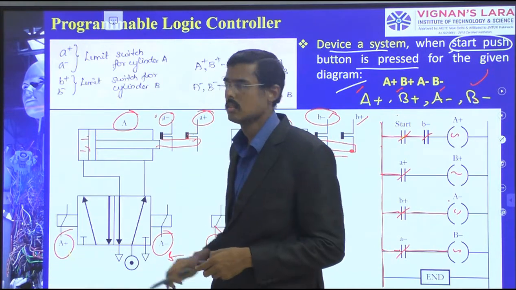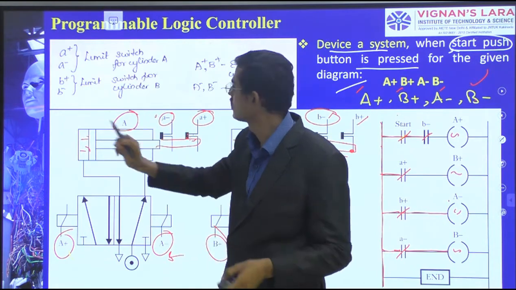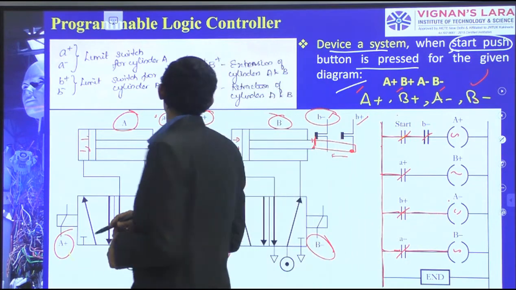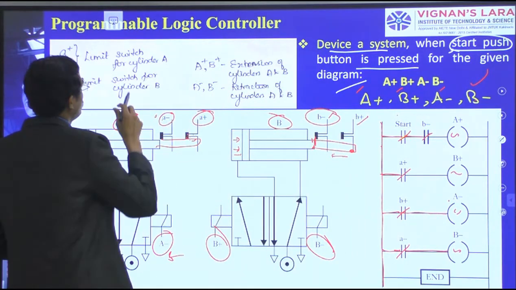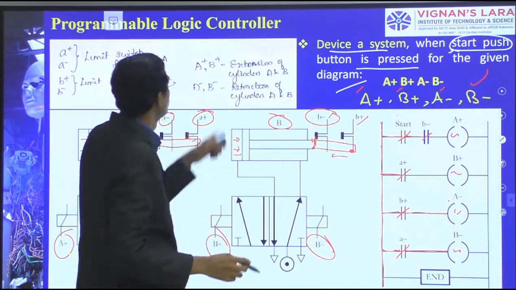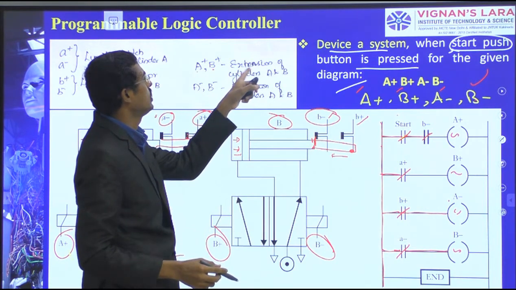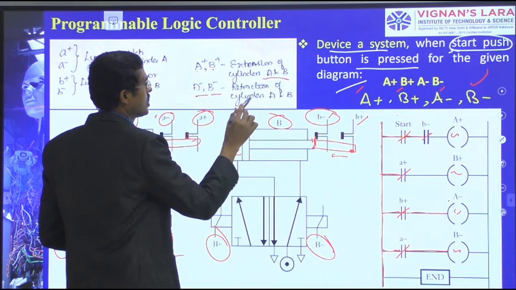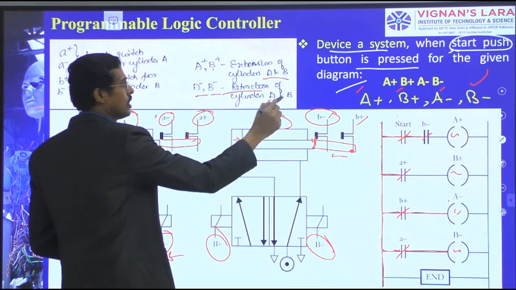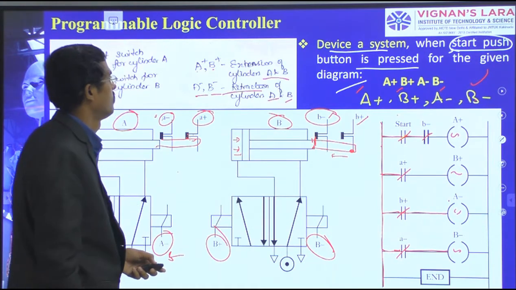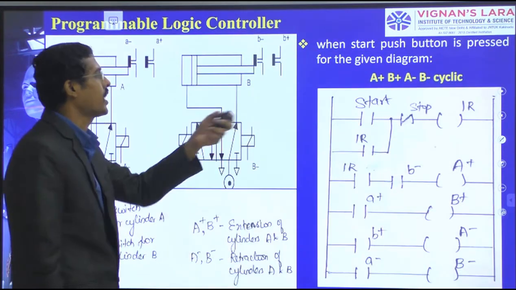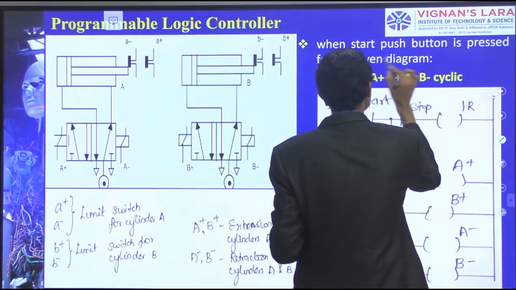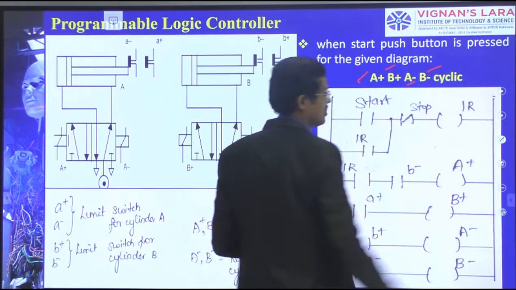A plus and A minus are the limit switches of cylinder A to detect. B plus and B minus are the limit switches for cylinder B. Cylinder A contains A plus and A minus. B contains B minus and B plus. Capital A plus and B plus are the extension of the cylinders. A minus and B minus are the return of cylinders A and B. On the same connection, I want to do A plus, B plus, A minus, B minus.